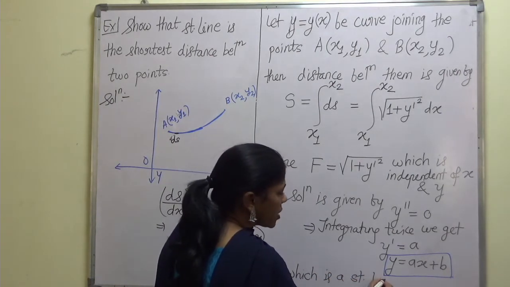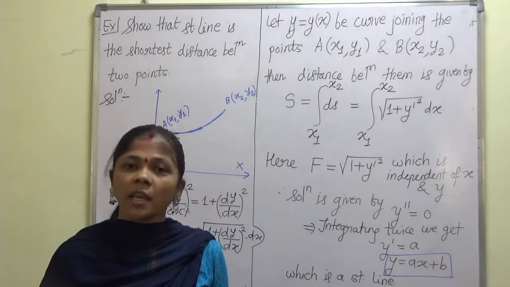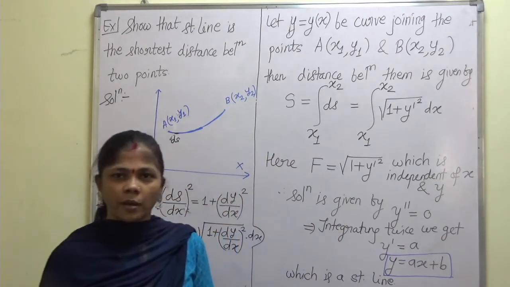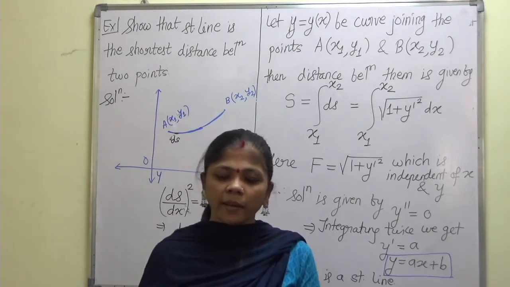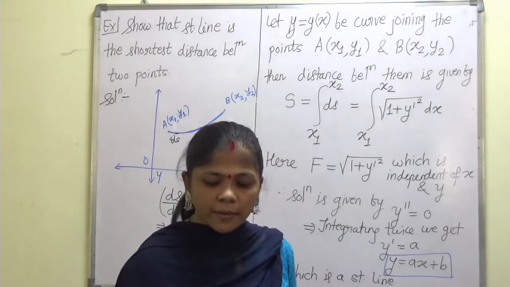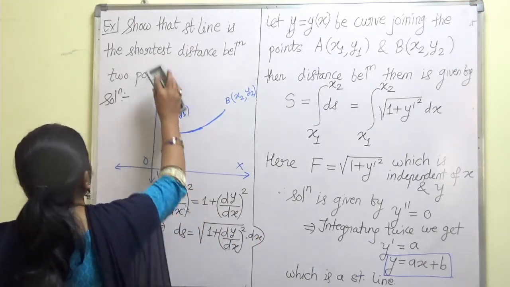Right. So what is that curve of minimum length joining the 2 points A and B? Is nothing but a straight line. So this is what we require. Okay. So I hope this problem is clear to you all. Let us move to the next example, that is little bit difficult.